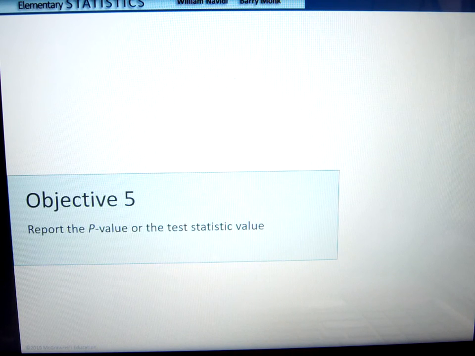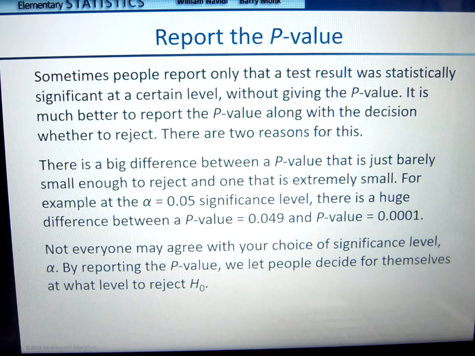Report the p-value and test statistic value. Sometimes people report only a test result that was significant at a certain level without giving the p-value. It is much better to report the p-value along with a decision on whether to reject the null hypothesis. There are two reasons for this.